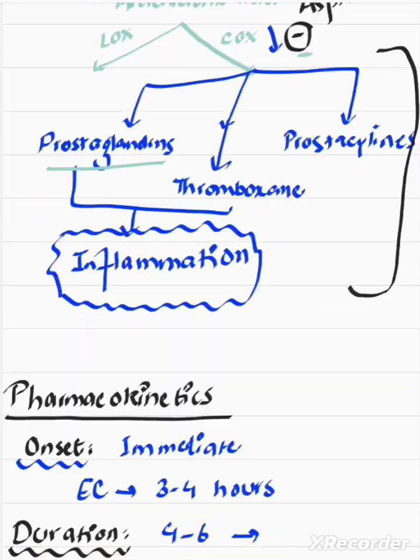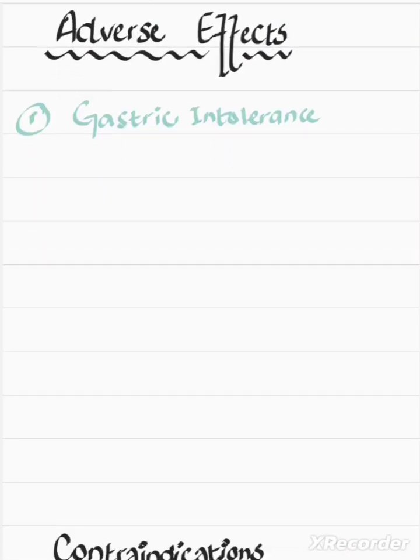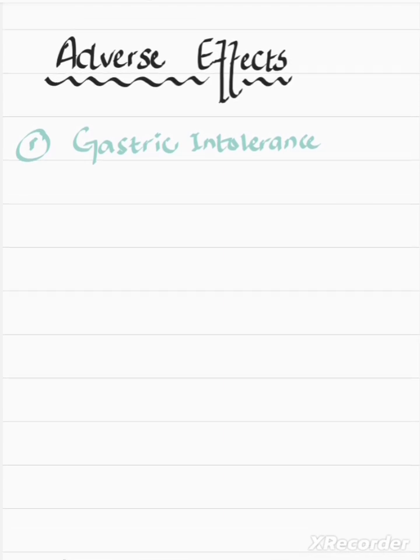So there are some prostaglandins that play an important protective role in the GIT, and when we inhibit all the prostaglandins, aspirin causes gastric intolerance in the patients who are taking it regularly or very frequently. It can also cause duodenal ulcers, so we need to be very careful about this adverse effect.